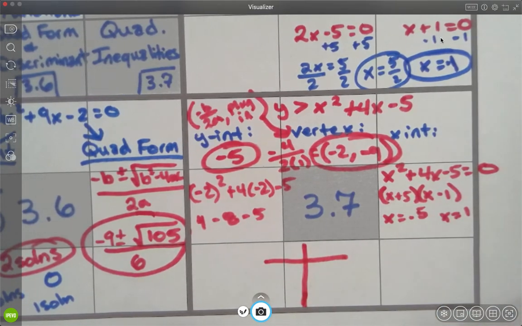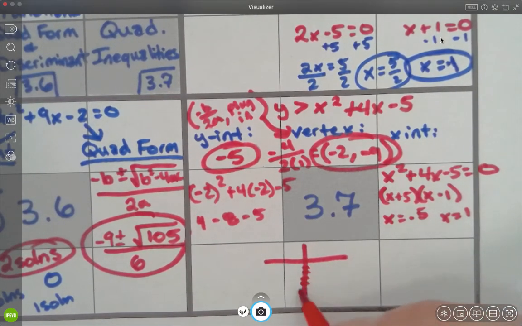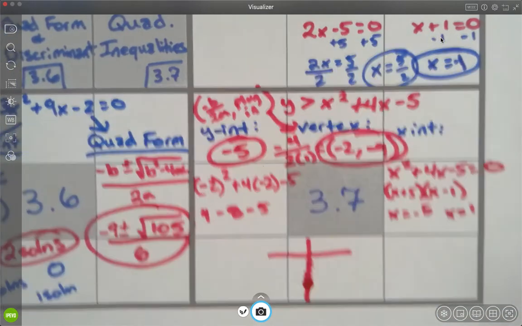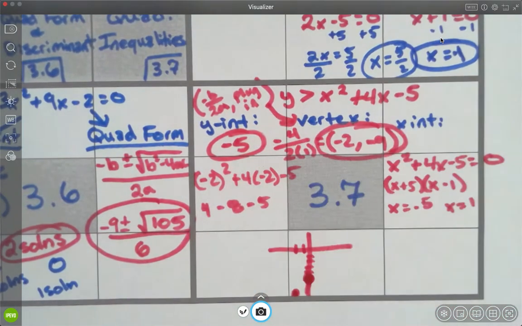I'm gonna do that. Okay, so he's going to cross at -5. 1, 2, 3, 4, 5. He's going to cross right here. The y-intercept is -5. Then I go -2, -9. I'm going to put him just right down here at the bottom.